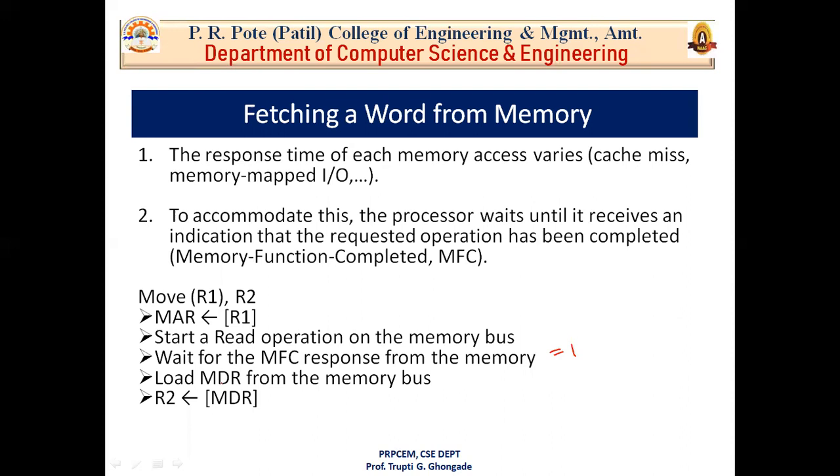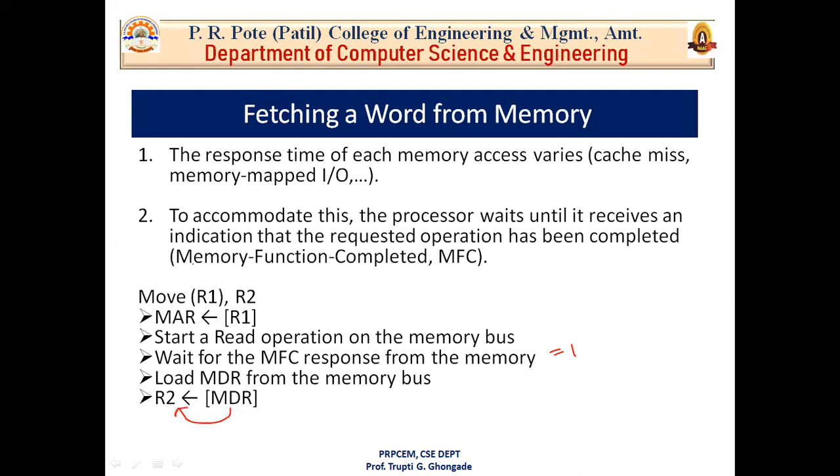So after completion of the read operation, your data is available on the data lines and the MFC signal is equal to 1. Now the processor can load that data from the data lines into the MDR. Now your memory data register has data. Now we have to transfer that data into R2. So here we are transferring the data from MDR to R2.